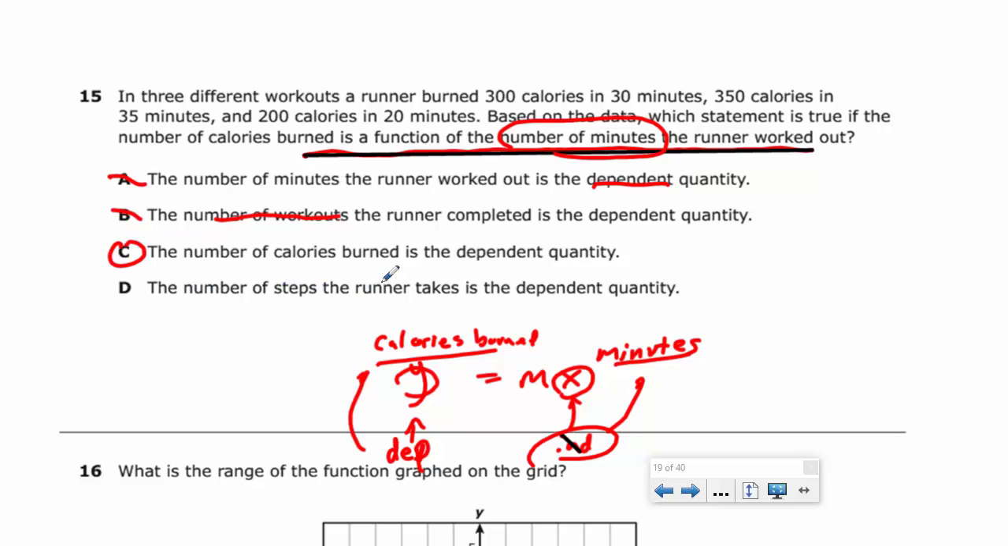This last one, the number of steps the runner takes. No, there's 2 things we're comparing, minutes and calories. It mentions nothing about the number of steps. So this doesn't even matter. This doesn't make any sense. It's not even part of our question here. So your answer is C.